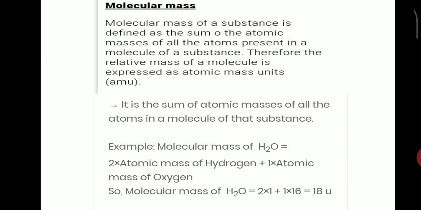So how will we calculate? It is the sum of the atomic masses of all the atoms in a molecule of the substance. So let us calculate the molecular mass of water. I told you it consists of hydrogen and oxygen. How many hydrogens are there? 2. So 2 hydrogen and 1 oxygen. So it is the sum of the atomic masses.